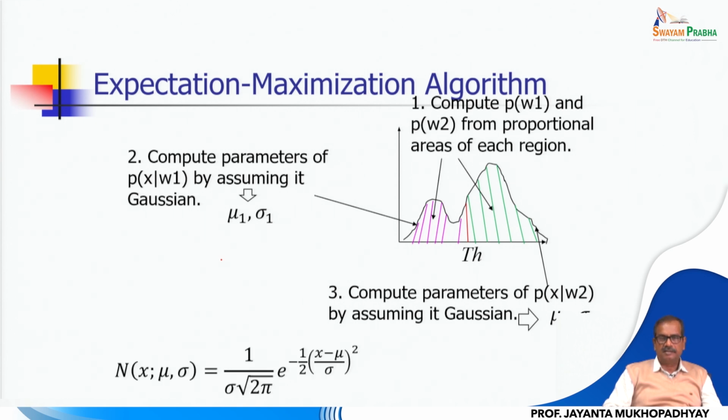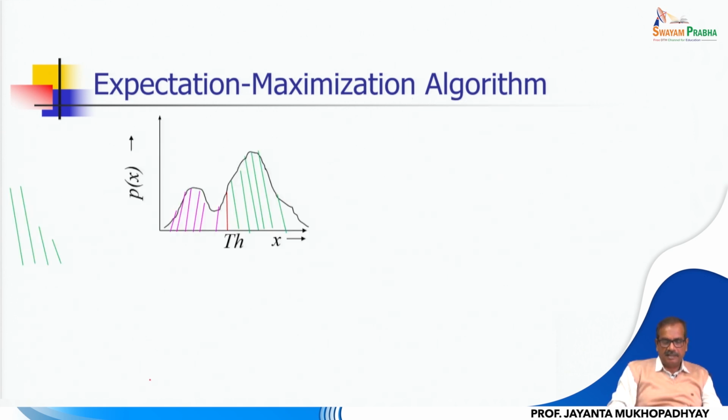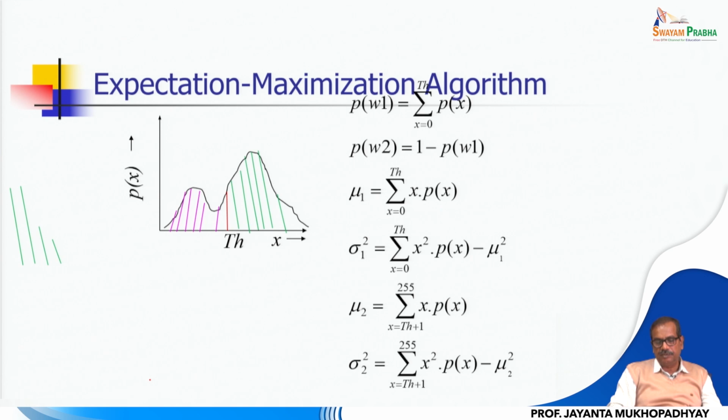I'm just showing what the normal distribution, or the Gaussian distribution, looks like. If you know the parameters mu and sigma, you can compute the probability in exact terms itself. And this is the way these parameters are computed.